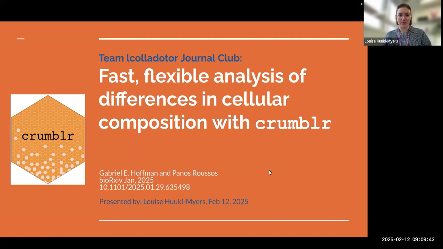Hello everybody. For today's journal club, I'm going to be presenting on Crumblr, the paper titled Fast Flexible Analysis of Differences in Cellular Composition with Crumblr. This is a paper by Gabriel Hoffman and Panos Roussos, and it's a preprint, I guess pre-printed this January. So hot off the press.